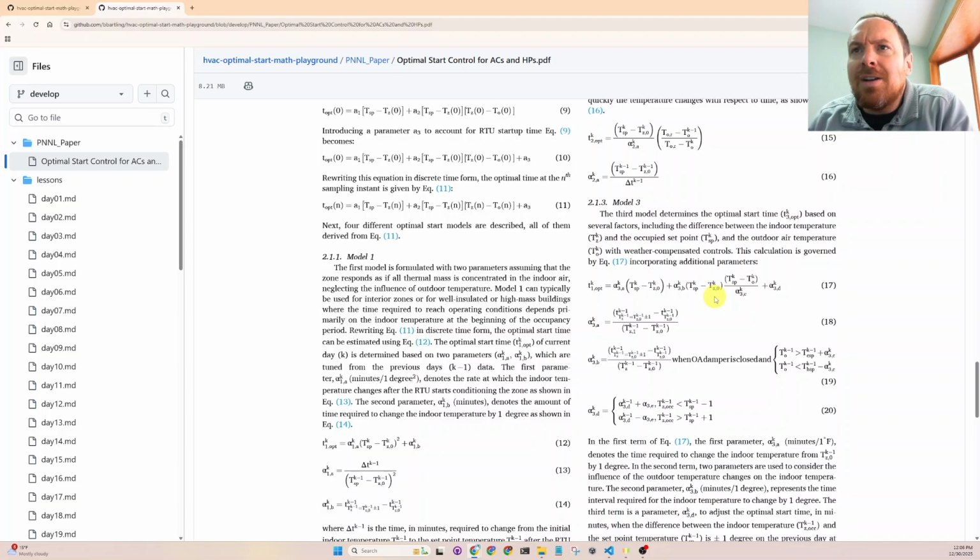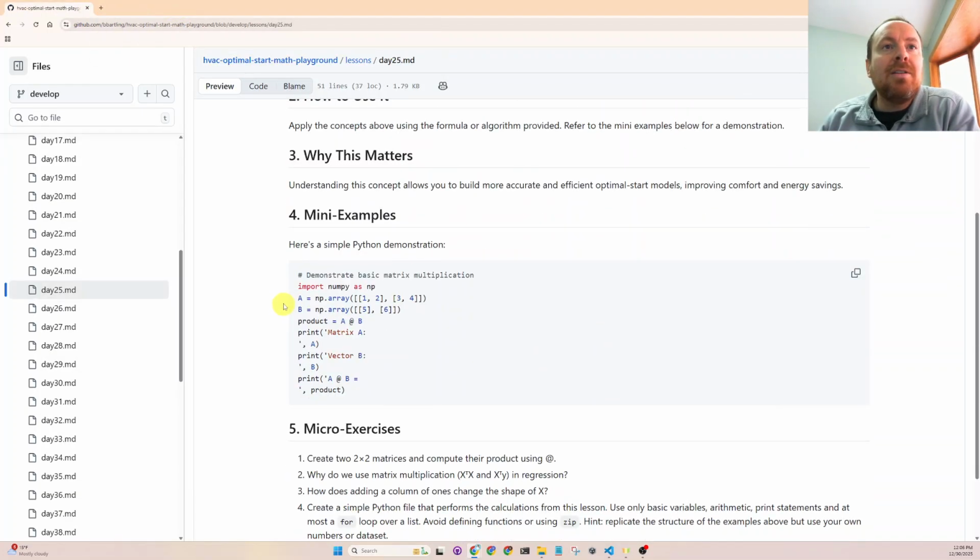And then they boil it down here, but this is kind of where we're at, where we're just looking at how to calculate this stuff for our math models and predicting how many minutes it takes to warm up or cool down the building before people get there.